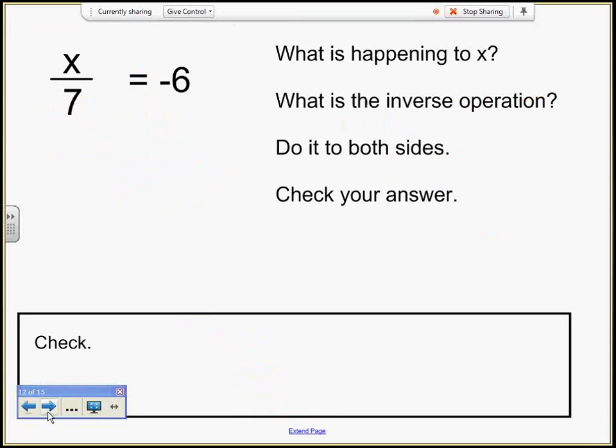All right. Is x by itself here? Nope. What's happening to it? Oh, it's being divided by 7. What is the inverse operation to division? Multiplication. So I'll want to multiply by 7.